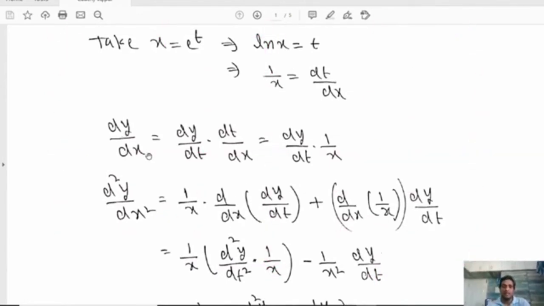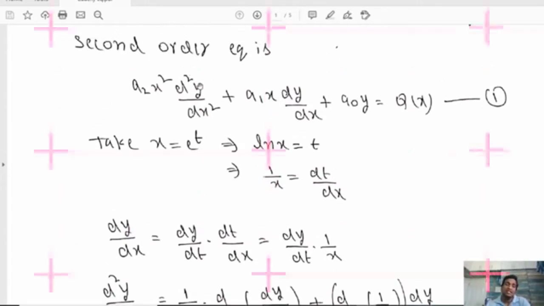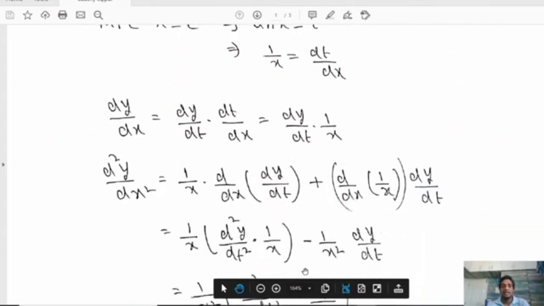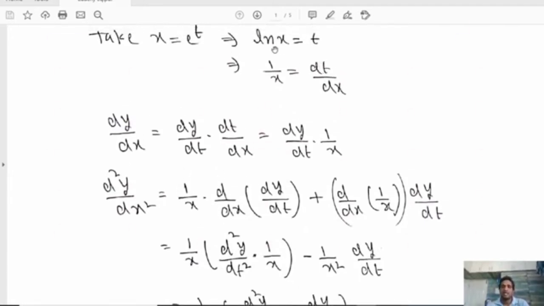What is dy/dx here? In the beginning, y is a function of x, and x we assumed is a function of t. So dy/dx will be dy/dt into dt/dx. We don't know dy/dt, just leave it as it is. And dt/dx we have found: because ln x equals t, dt/dx is equal to 1 by x.